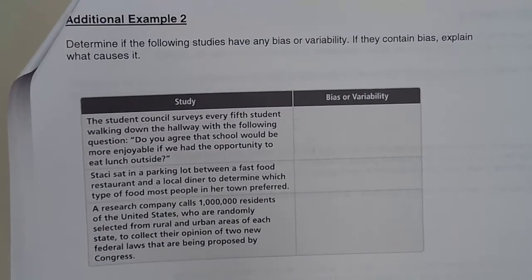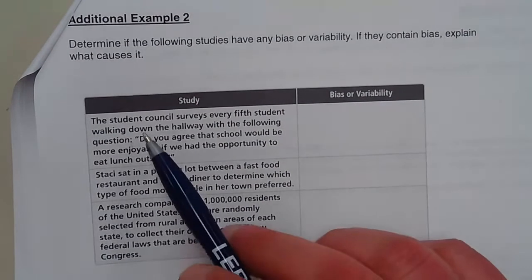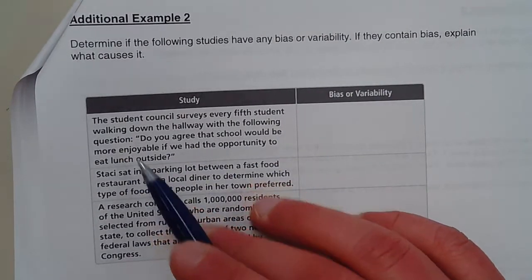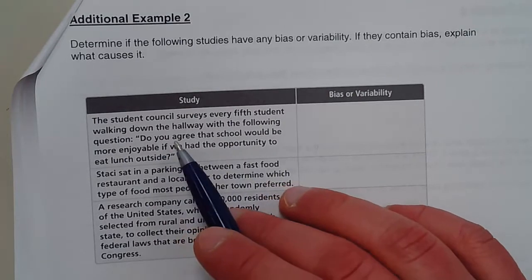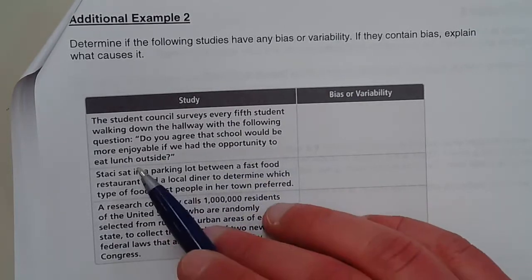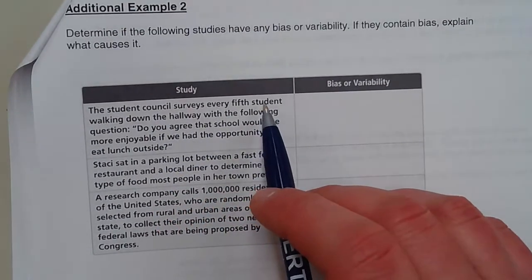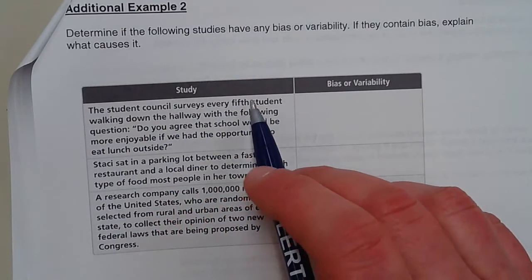All right, let's look at this one too, and we'll wrap it up with this one. So it says, determine if the following studies have any bias or variability. If they contain bias, explain what is causing it. All right, so the student council surveys every 5th student walking down the hallway with the following question: do you agree that the school would be more enjoyable if we had the opportunity to eat lunch outside? So they do some good stuff here. Surveying every 5th student, that's pretty random.